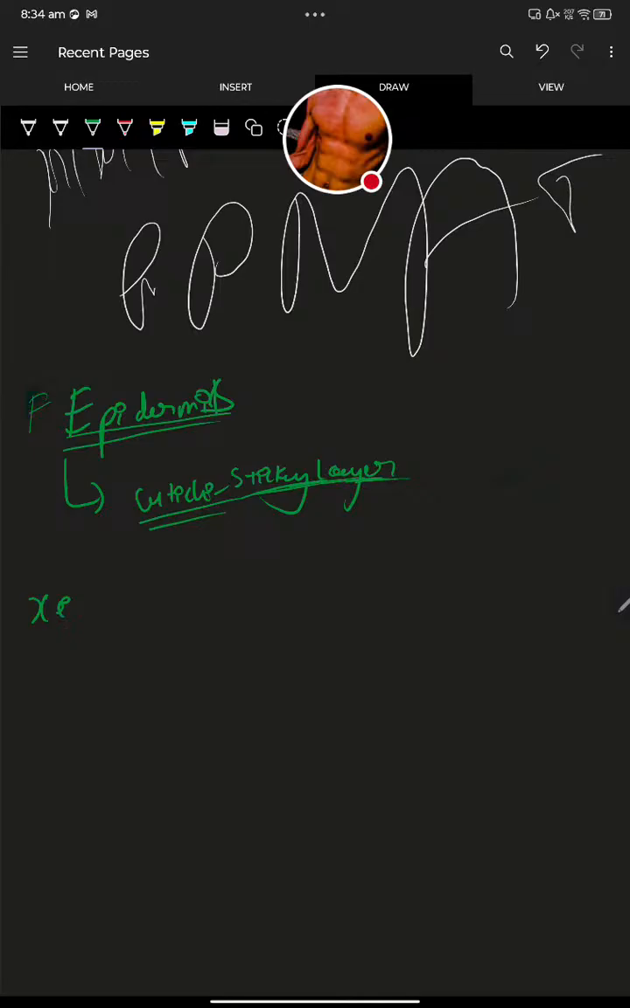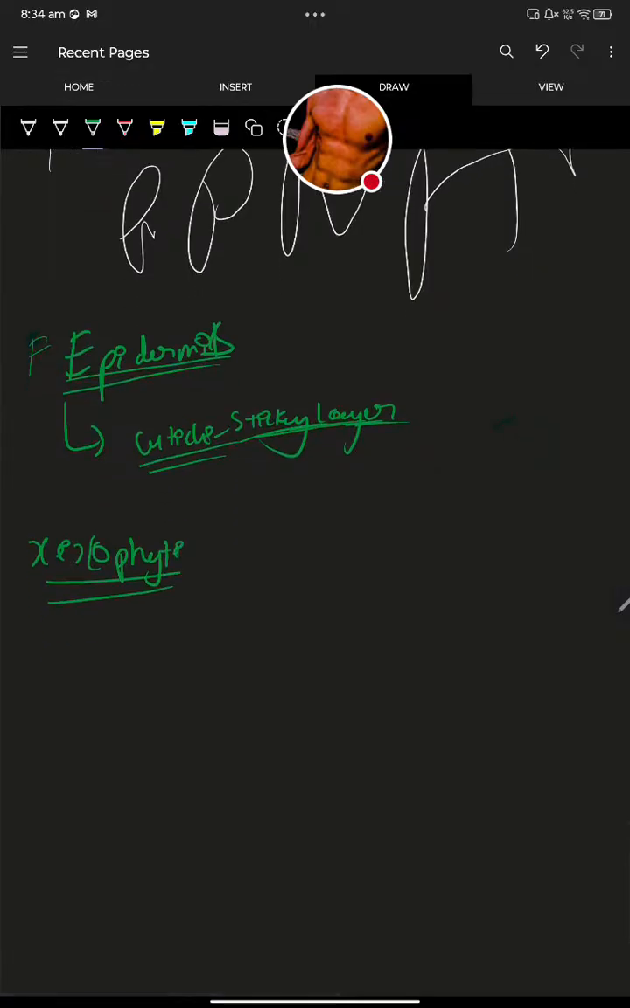Then xerophyte. Xeric condition plants, in hot and dry regions, save water. Thick cutin, epidermal, leaf spine.